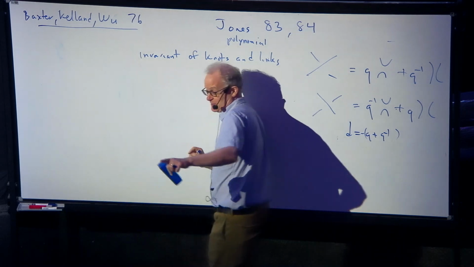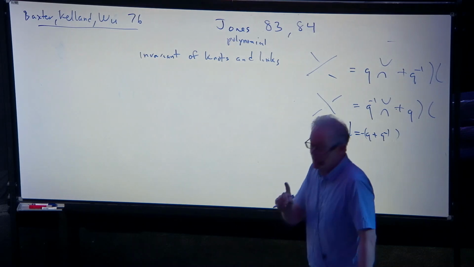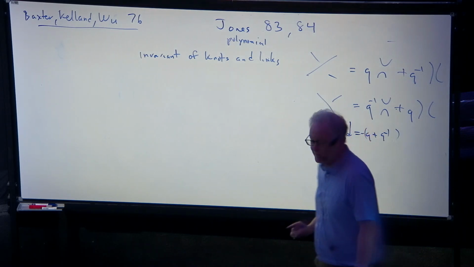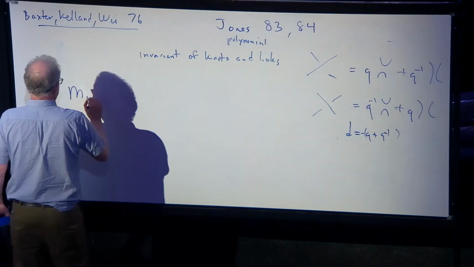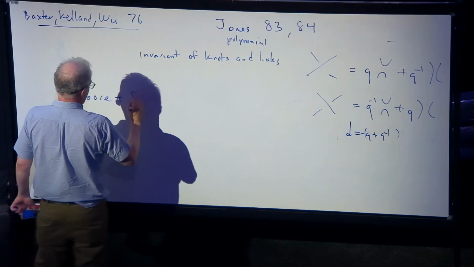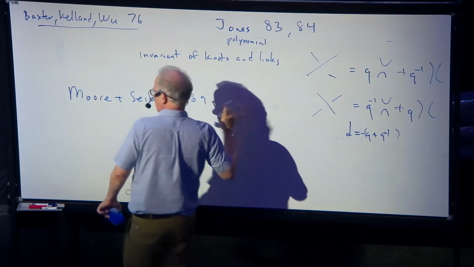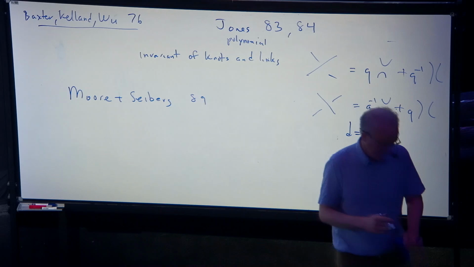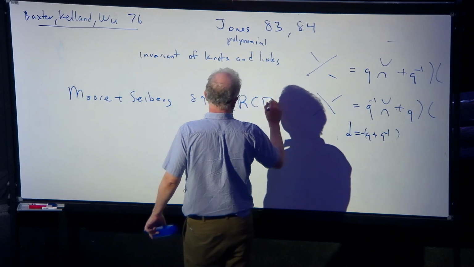That was not the first person to do that. Jones had done that years before. But the connection I was about to make, that's crucial for this, is that somebody did invent something. There's a spectacular series of papers by Moore and Seiberg, I think in '89, and maybe it went on for a year. These papers were on rational conformal field theory.